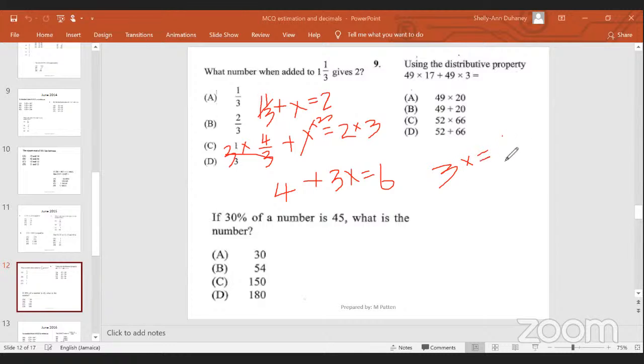Why we minus 4 over 3? When you carry it over, change sign. So once it changes side, the sign changes. So we end up with 3x is equal to 2. So again, we still have not found x. So we're going to divide both sides by 3. All right, so the answer is indeed 2 over 3.